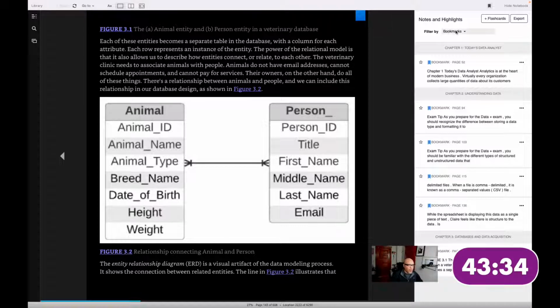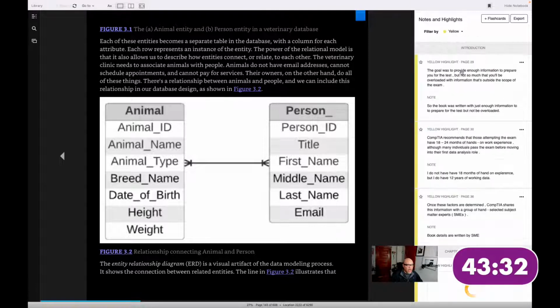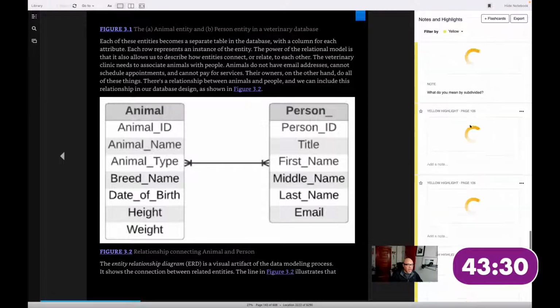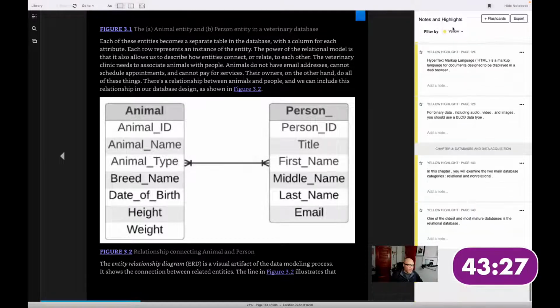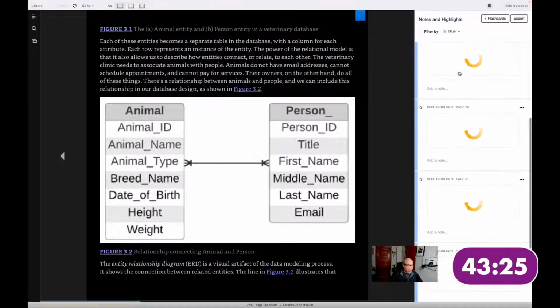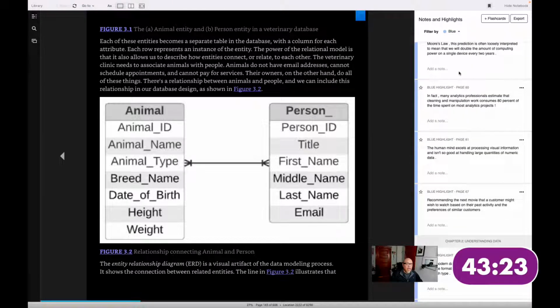A couple of things we do. We use yellow for things that we believe are going to be on the exam. We use blue for anything that Mike Chapple, the author of the book, describes that might help you explain what you do as a data scientist or data analyst to someone who's not very familiar with the data science industry.